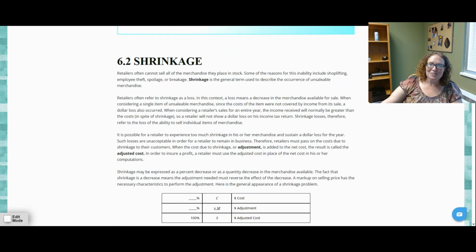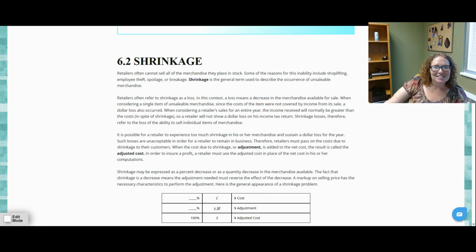Now we talk about shrinkage. Shrinkage has to be included in figuring out what our profit is going to be, because not only is overhead important, but shrinkage happens all the time. Now there are different types of shrinking. You could say shoplifting is a kind of shrinking, employee theft, spoilage, or breakage. So anything that's unsaleable merchandise, we call it shrinkage.